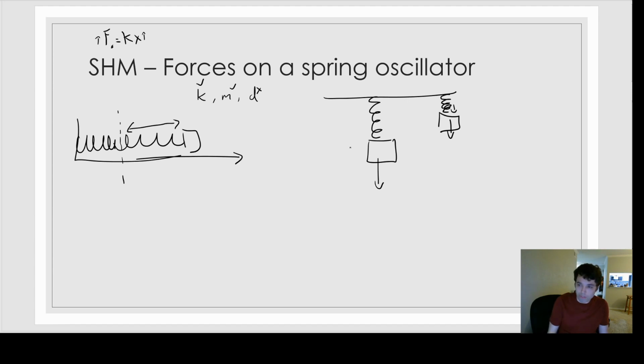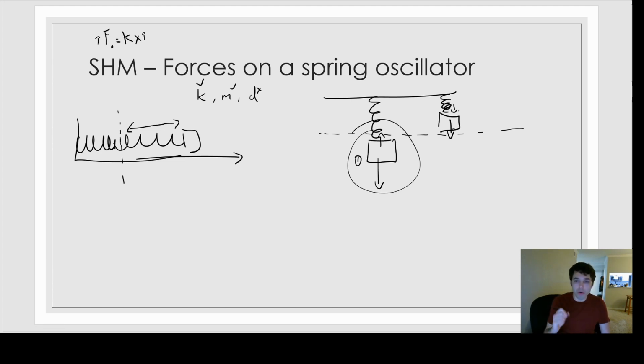Whereas if, say, equilibrium is here, in the first case with this guy, spring force is up and weight is down. So weight force is not restorative because it's not in the direction of equilibrium, but the spring force is. So in this first case, spring force is restorative. In the second case, both forces are restorative. Kind of a not super important detail, but there you go.